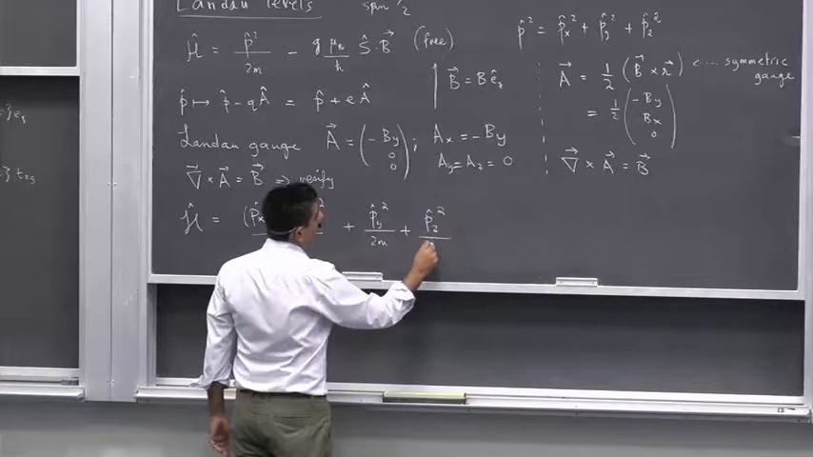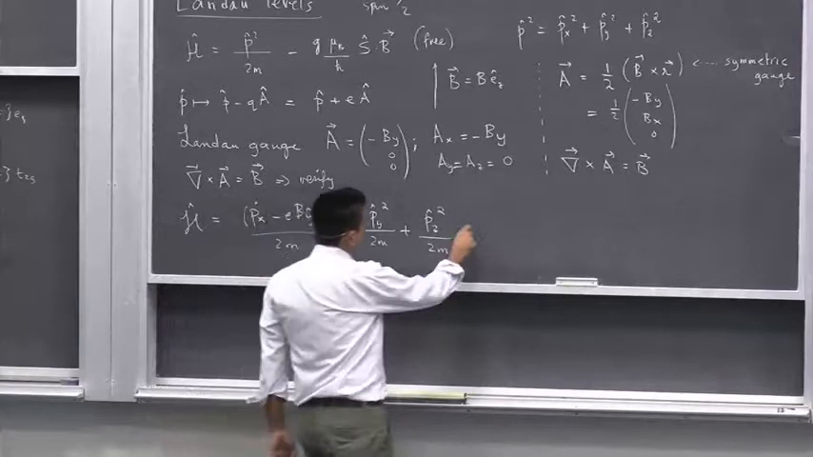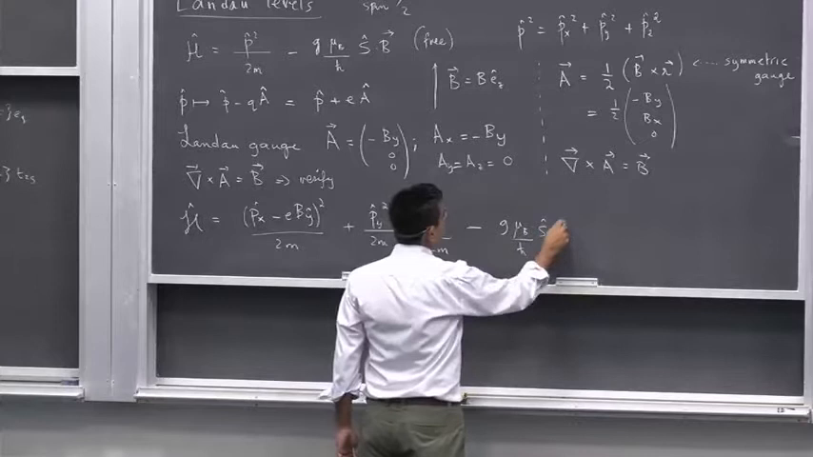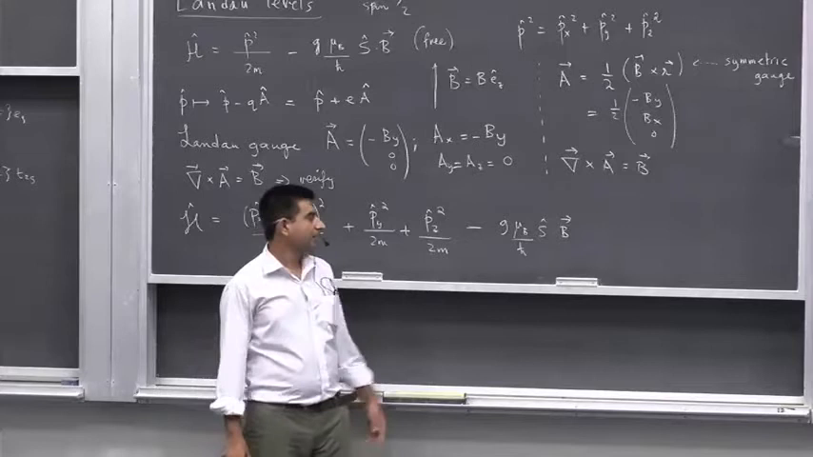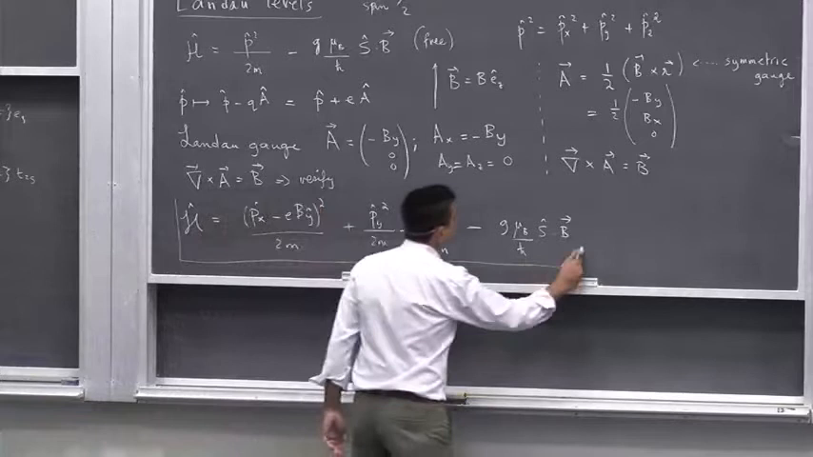And I also have the spin vector. Remember, for pure electrons, this g is almost equal to 2. All right, so this is my Hamiltonian. Now I can write the Schrödinger equation, the time-independent form for it.